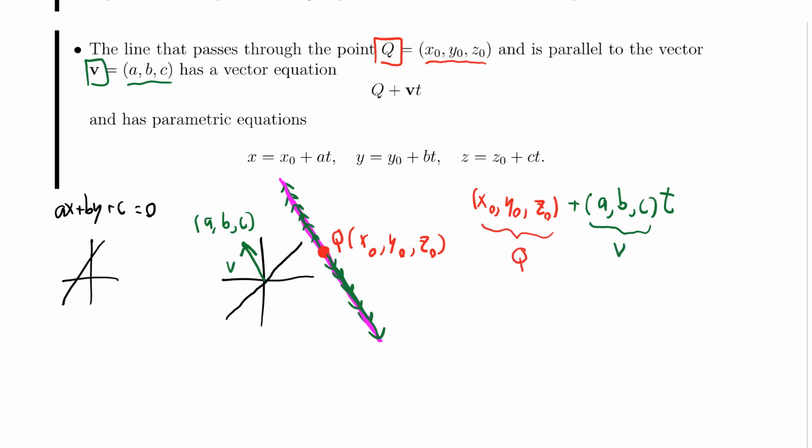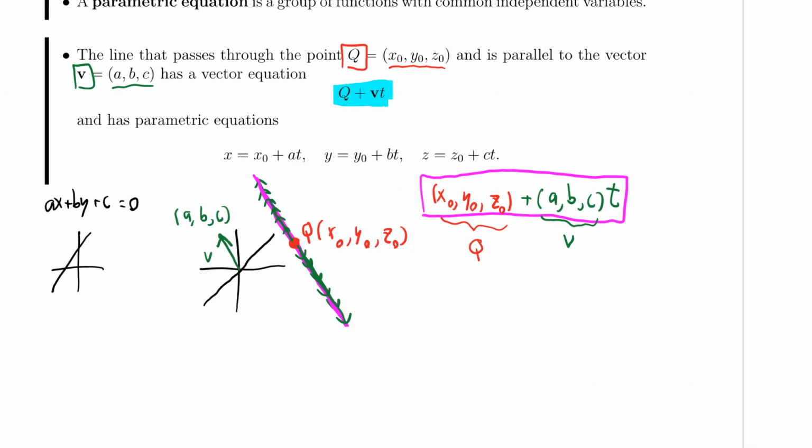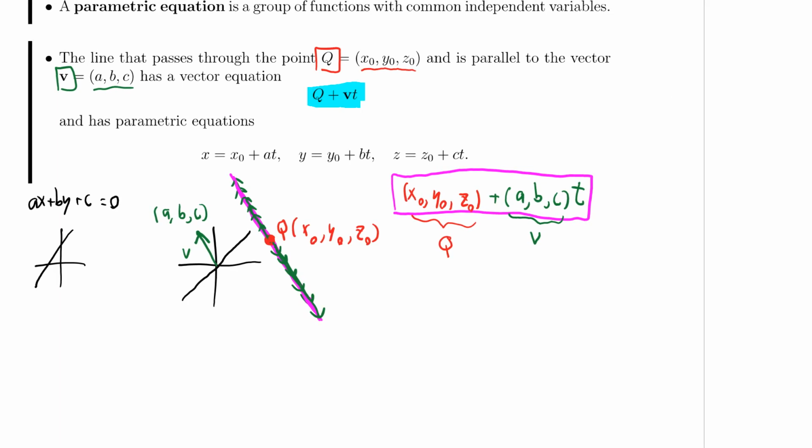This would give us the vector equation of the line that I want, and this in fact is what we are looking at here. The equation of a line that passes through point Q and is parallel to vector v is just Q plus vt. Now, I can also write this in parametric equations.